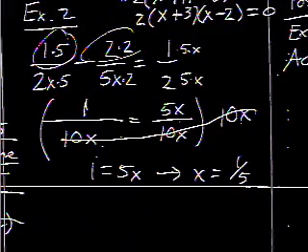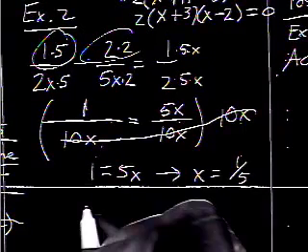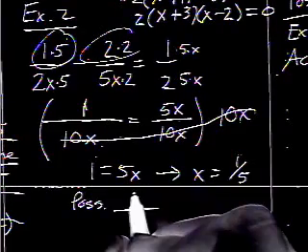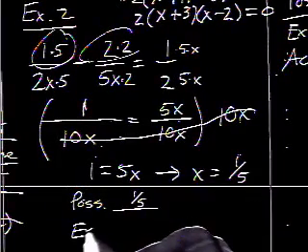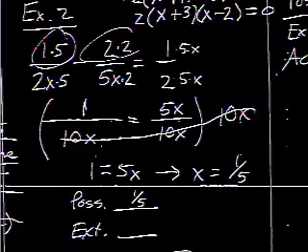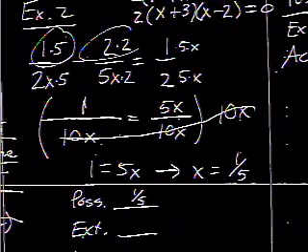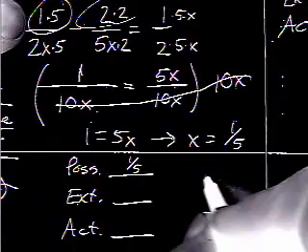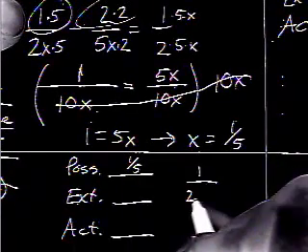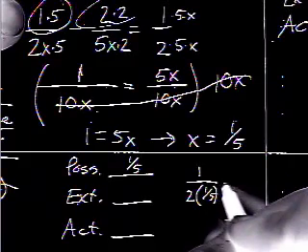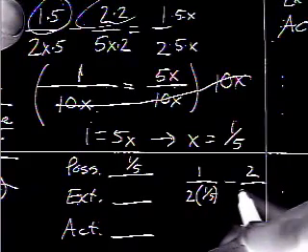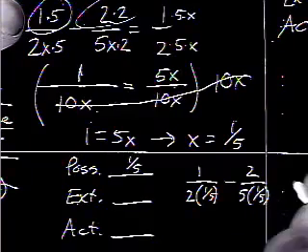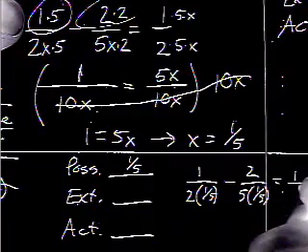All right, so if x is equal to 1/5, that's our possible answer. So we need to check and see if it's an extraneous solution or an actual solution. Okay, let's plug it back into the original statement. We had 1 over 2 times 1/5 minus 2 over 5 times 1/5 equals 1/2.